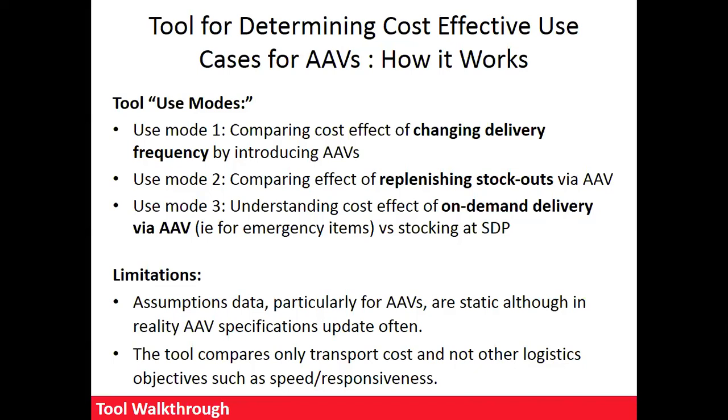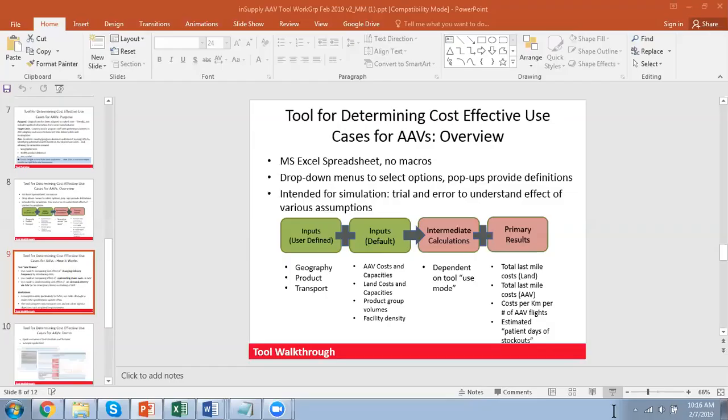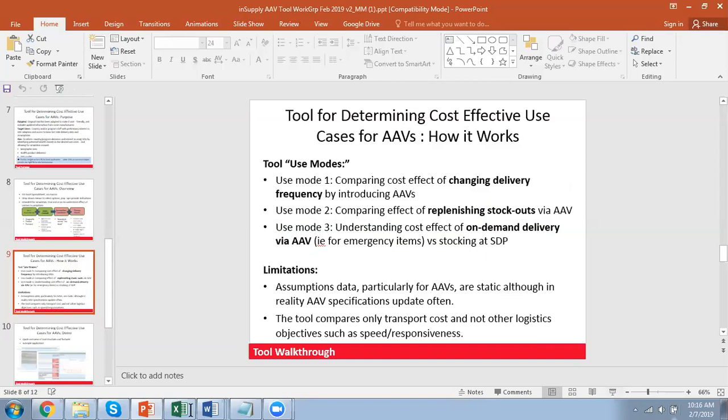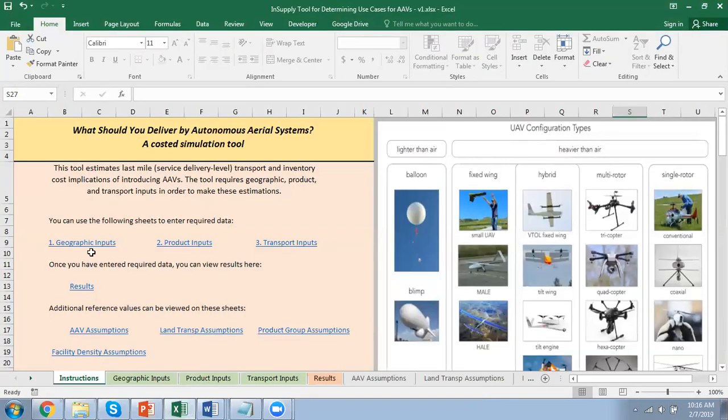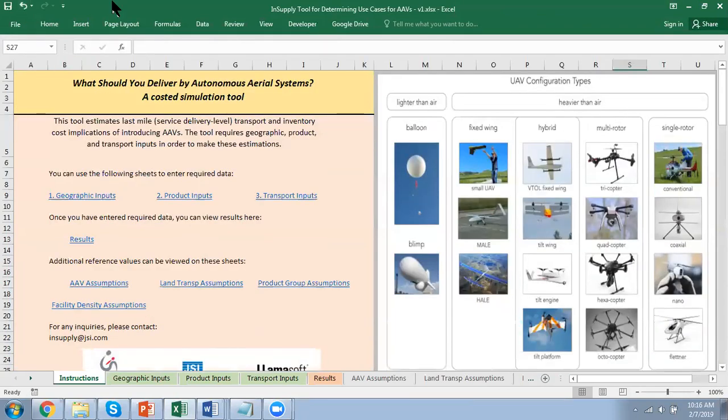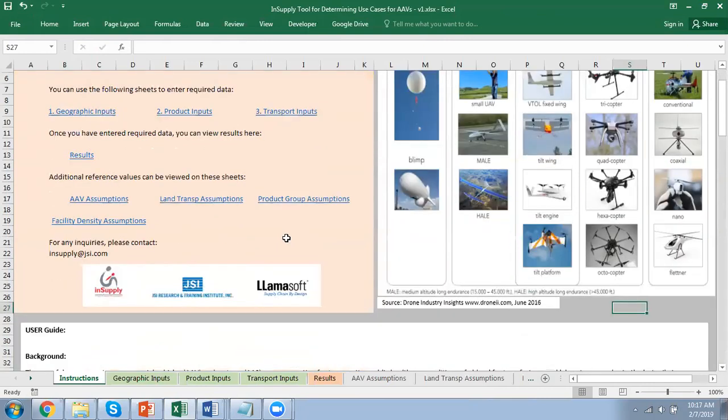So with that, I'm going to jump over to the tool itself. As we mentioned, the tool is an Excel spreadsheet. It includes inputs that have to be entered across different sheets or tabs, which you can see on the bottom. The first sheet or tab is the instructions. This is where you'll land if you open the spreadsheet.